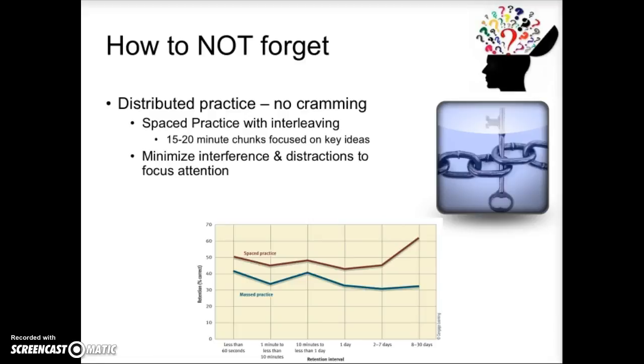You also want to minimize interference and distractions to help focus your attention. Remember, you have to have focused attention in order to move that information into short-term memory and work on that good deep encoding. You also need to sleep on it. As we learned in Chapter 5, Variations in Consciousness, sleep is critical for memory consolidation. So you've got to allow some breaks and some sleep.